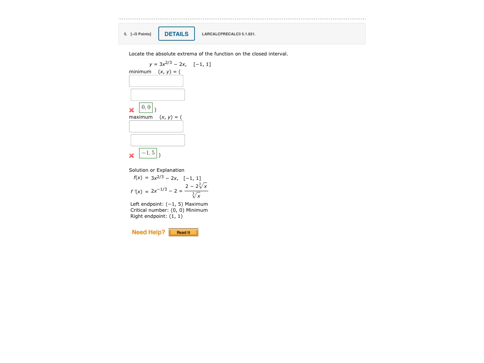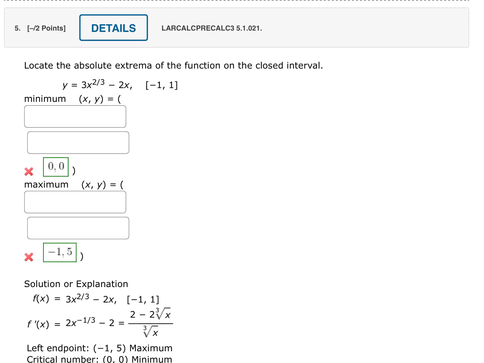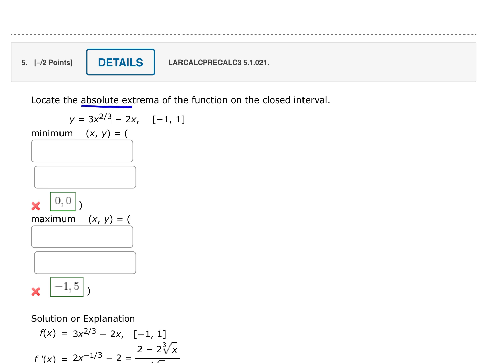So for number 5, we want to find the absolute extrema of the function on the closed interval. When we're looking for the absolute extrema, we need to check the endpoints and critical numbers. To find our critical numbers, we have to take the derivative of this. So our derivative of 3x to the 2/3 power would be 2x to the power of negative 1/3 minus 2.